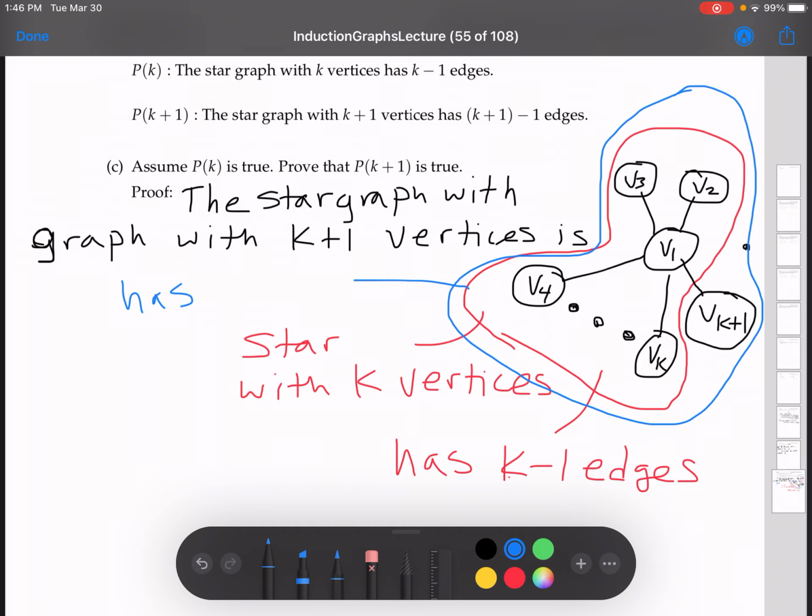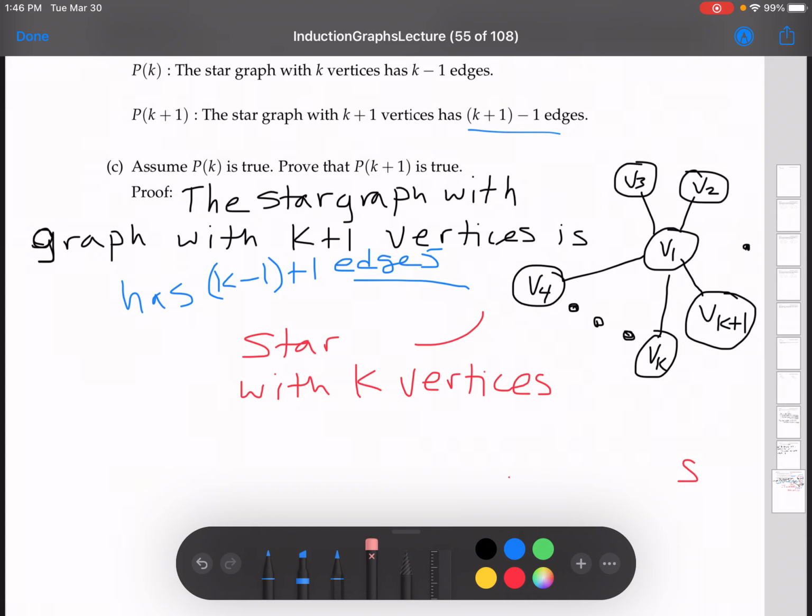So the blue graph has k minus 1 plus 1 edges. And k minus 1 plus 1 is the same as k plus 1 minus 1. And that's going to be our proof. So that's the idea of the proof.